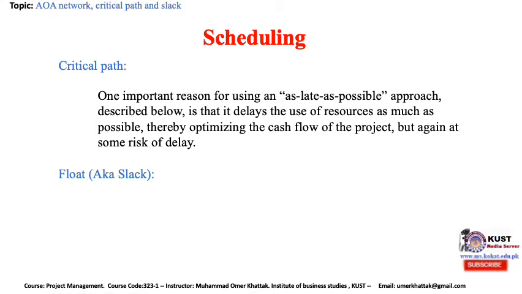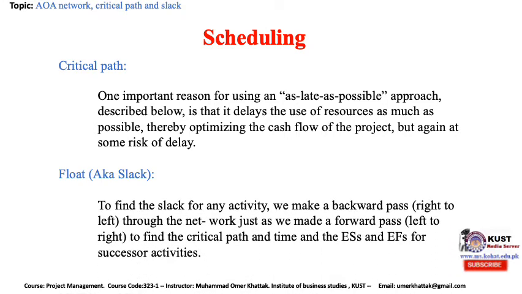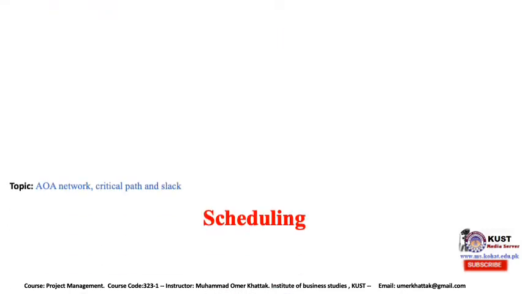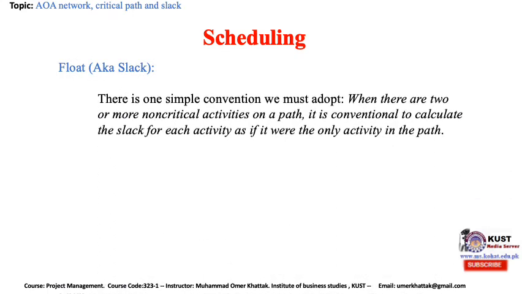Float, aka slack. To find the slack for any activity, we make a backward pass, right to left, through the network, just as we made a forward pass, left to right, to find the critical path and time, and the ES times and EF times for the successor activities. There is one simple convention we must adopt. When there are two or more non critical activities on a path, it is conventional to calculate the slack for each activity as if it were the only activity in the path.